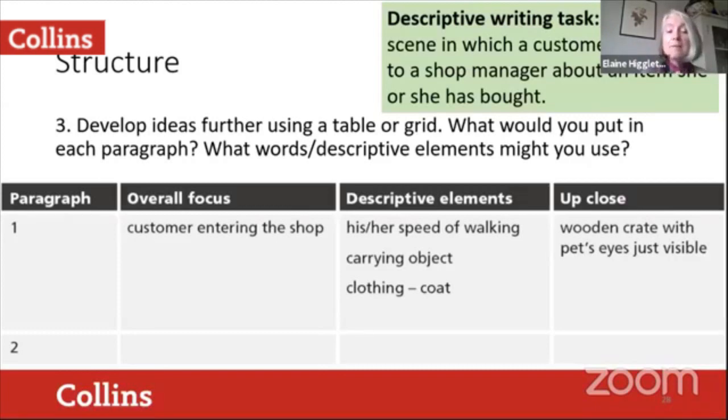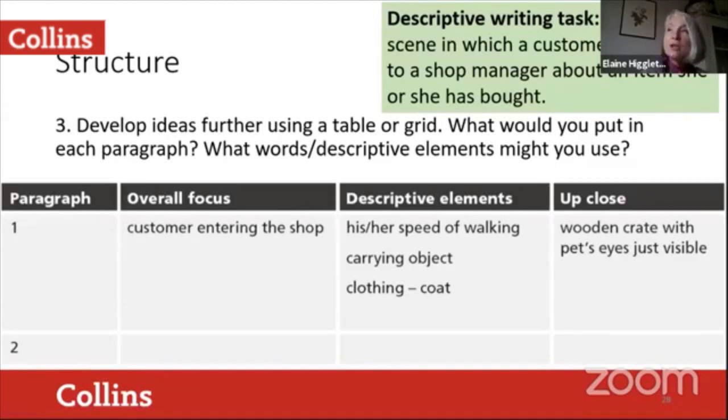Paragraph two, customer enters the shop. The descriptive elements might be the speed the customer's walking at. What are they carrying? Are they carrying a bag or maybe a stick? Have they got a child with them? What are they wearing? Are they wearing a coat? Are they carrying an umbrella because it's been raining or it's very sunny outside? What might be in the customer's eye line? And then what happens in the next paragraph?